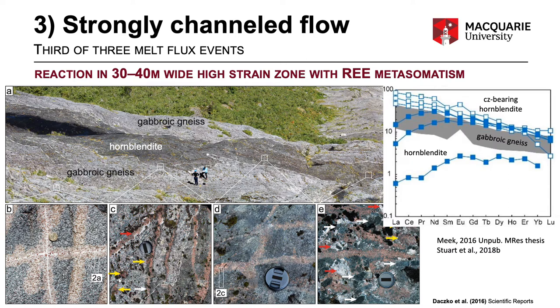The geochemical data within this shear zone shows us that there is significant whole rock rare earth element metasomatism. Some parts of the shear zone are hornblendite, and some parts of the shear zone are clinozoisite-bearing hornblendite with up to 20% clinozoisite epidote. The rare earth patterns for these different rock components are quite different to the original gabbroic gneiss host rocks.